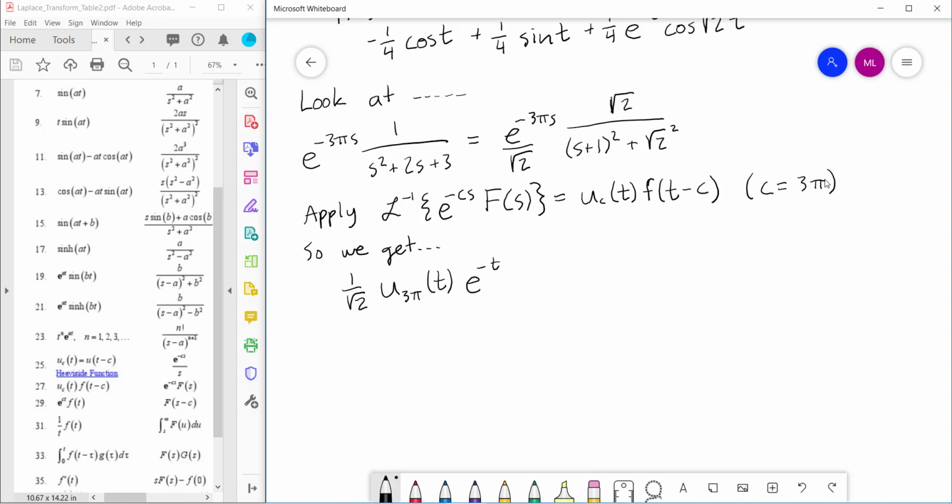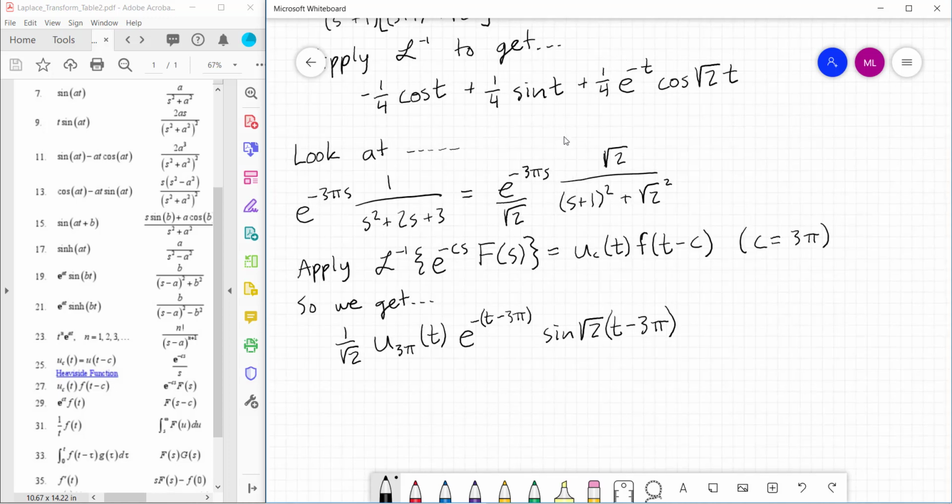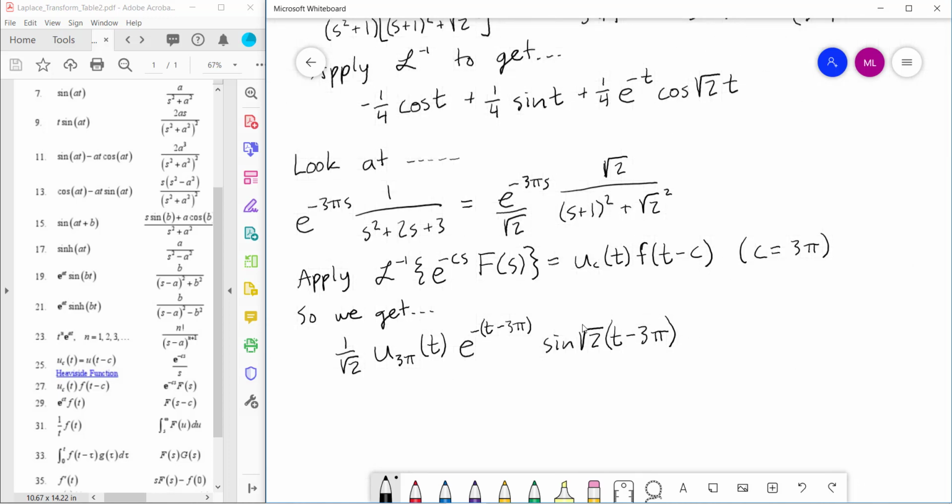So we have e to the negative (t minus 3 pi), and then we have sine of root 2 times (t minus 3 pi). And so this is the result that we get from that one term, from the dashed line term. So there's that piece of our solution. So we have two of the three pieces. We have this piece from the squiggly part, and we have this piece from the dashed line.